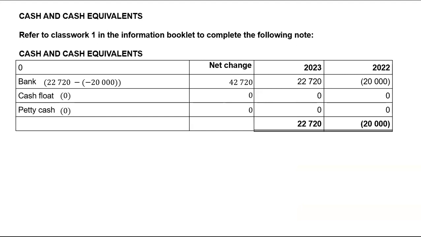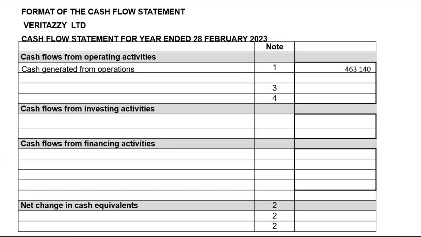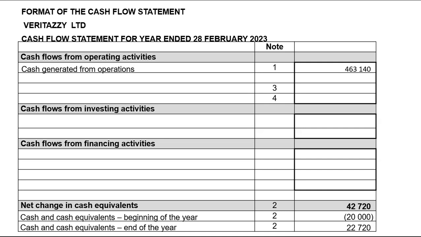We have nothing relating to cash on hand and petty cash. That amount will go right at the bottom of your cash flow statement. Last year's amount will go to balance at the beginning of the year, and this year's amount will go to balance at the end of the year. To work out the net change in cash and cash equivalents, you take the balance at the end of the year, you minus the balance at the beginning of the year. But because we are minusing a negative balance, it will end up giving you a positive value, which will be 42,720. Done. Bit by bit, we're getting there.